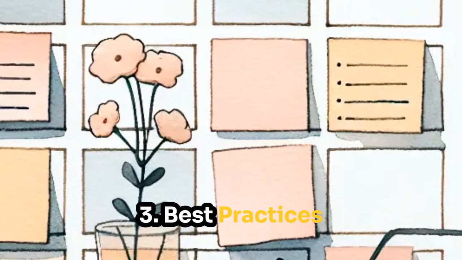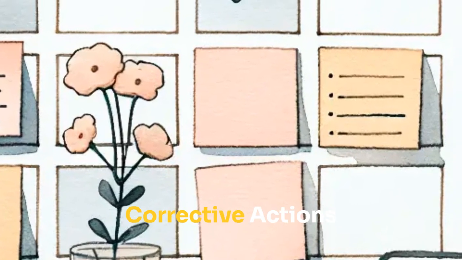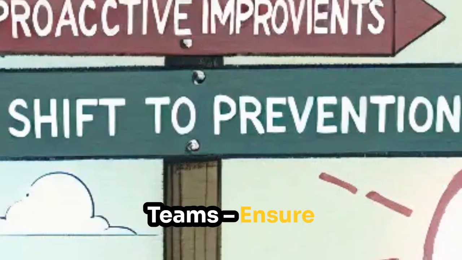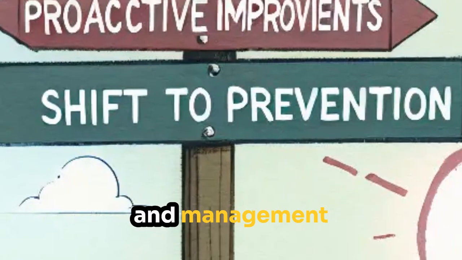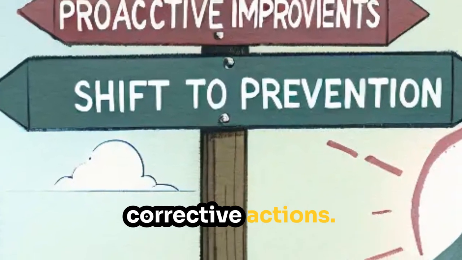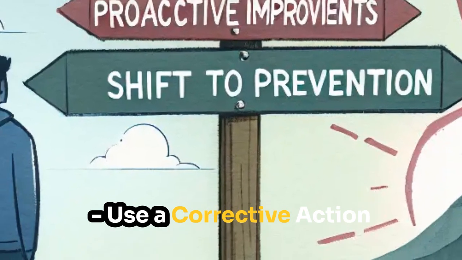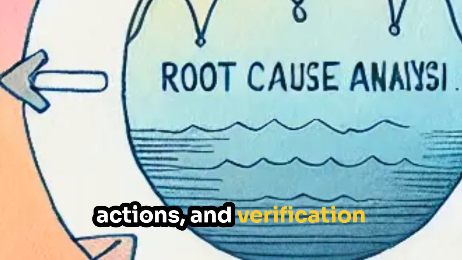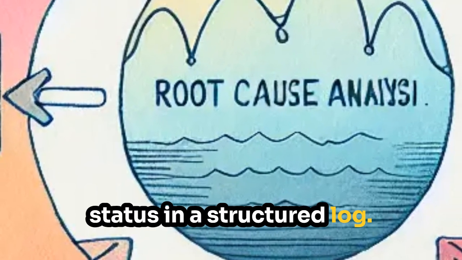3. Best practices for implementing and monitoring corrective actions. Involve cross-functional teams. Ensure quality, operations, and management teams collaborate on corrective actions. Use a corrective action tracking system. Document problems, actions, and verification status in a structured log.